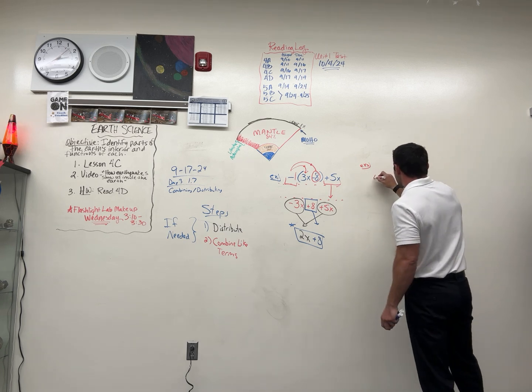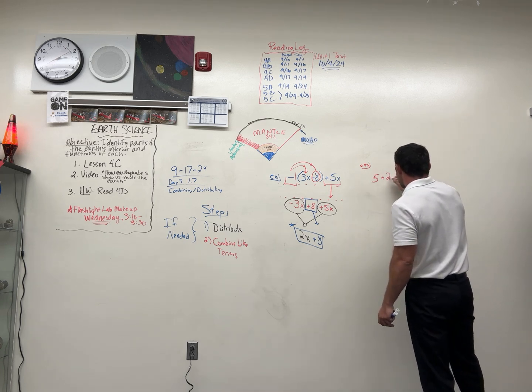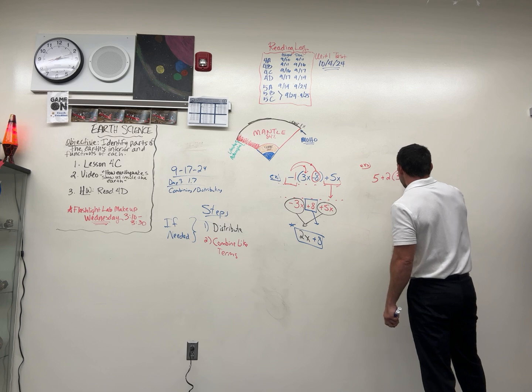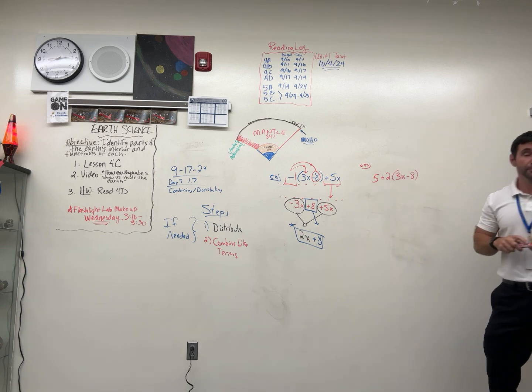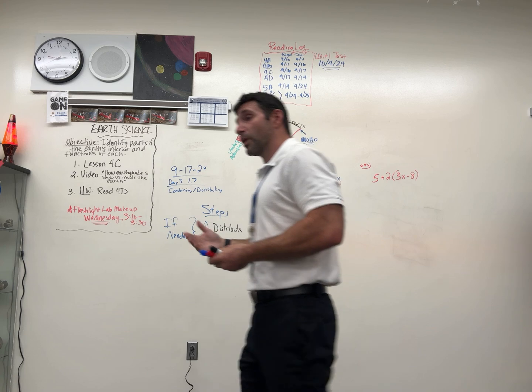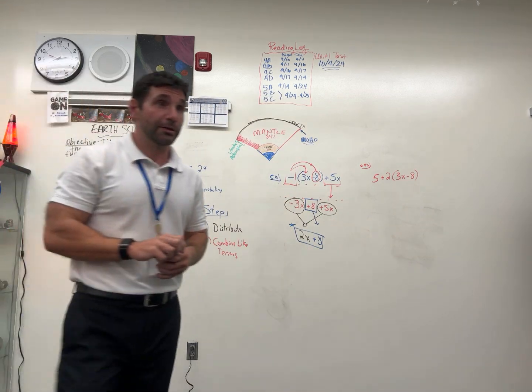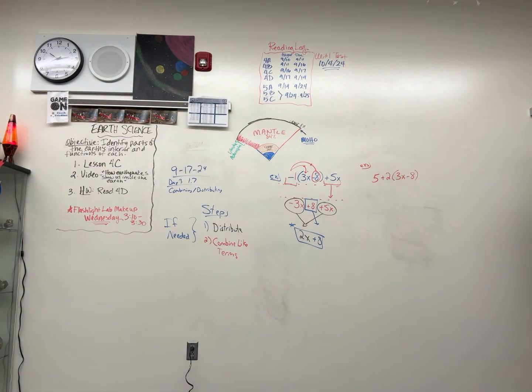Let's go. 5 plus 2, 3x minus 8. A little bit trickier. This is one that I expect you'll struggle with once. And then from there, you're going to be good.